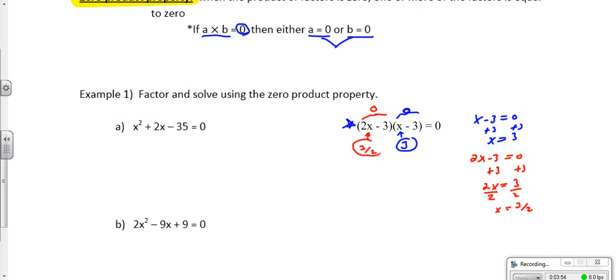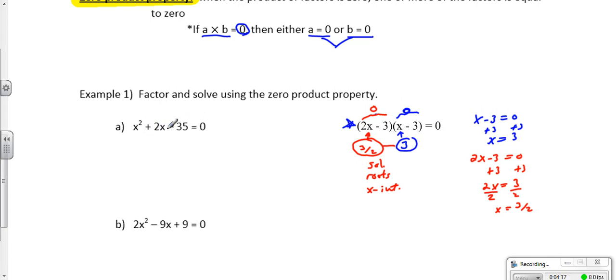And these are considered the two solutions. These are considered solutions. These are considered roots. These are considered x-intercepts because we plugged a 0 in for y, which you don't notice, but we'll get to that later. Alright, so let's try some more complicated ones.